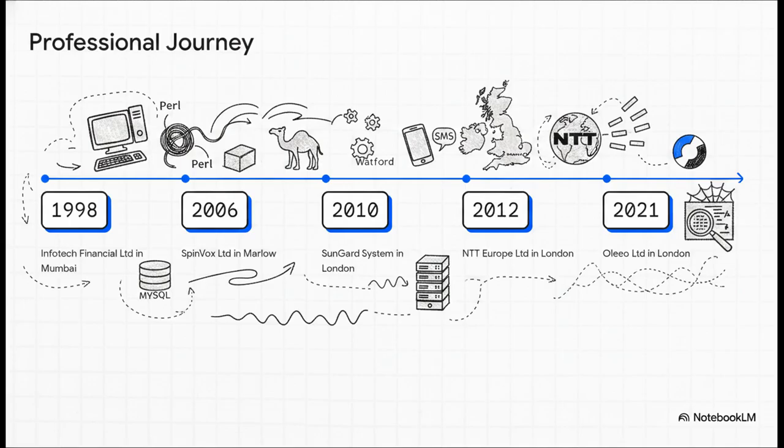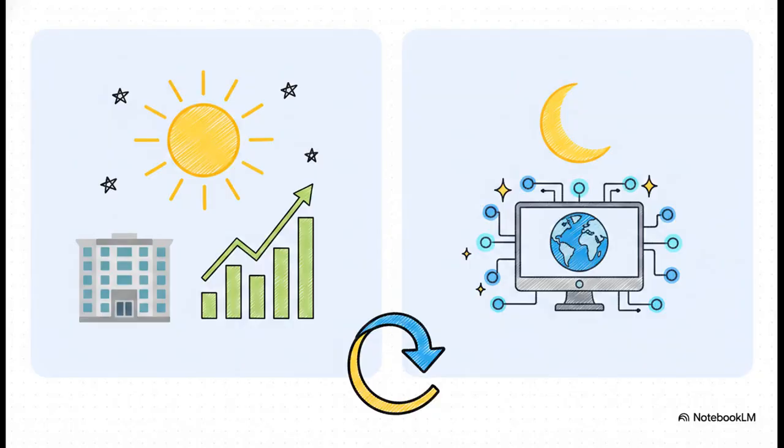Over the years, he evolved from a software engineer building SMS systems to a systems developer at NTT Europe, all the way to a senior Perl developer at Olio Ltd, maintaining some seriously complex client-facing web apps. This contrast is just fascinating. You've got a developer mastering high-stakes enterprise systems by day and acting as an open-source titan by night.